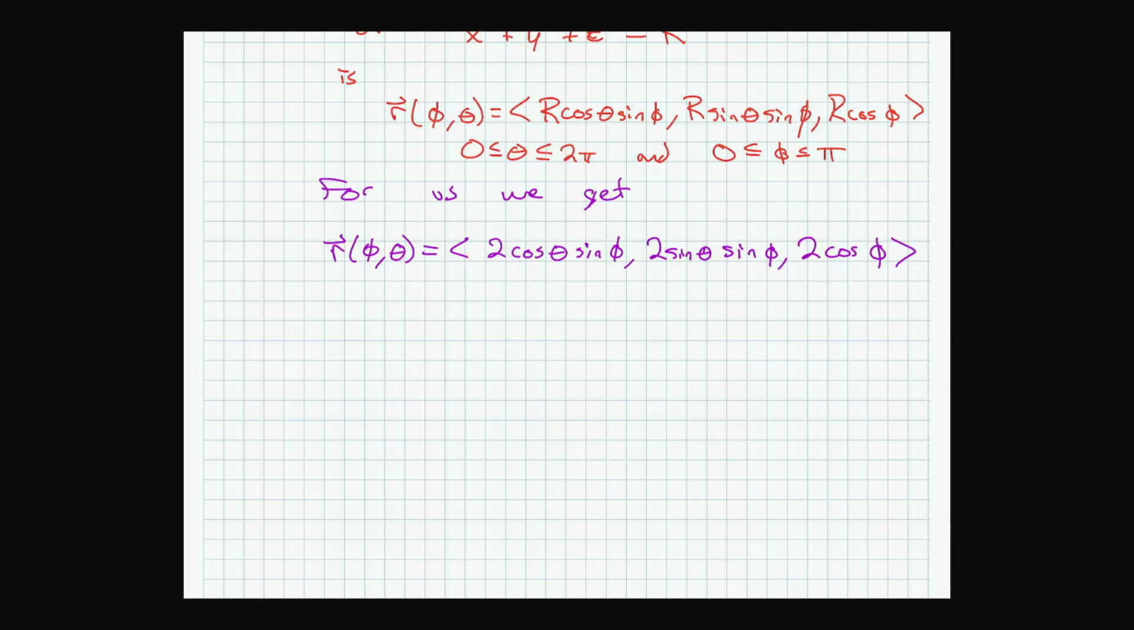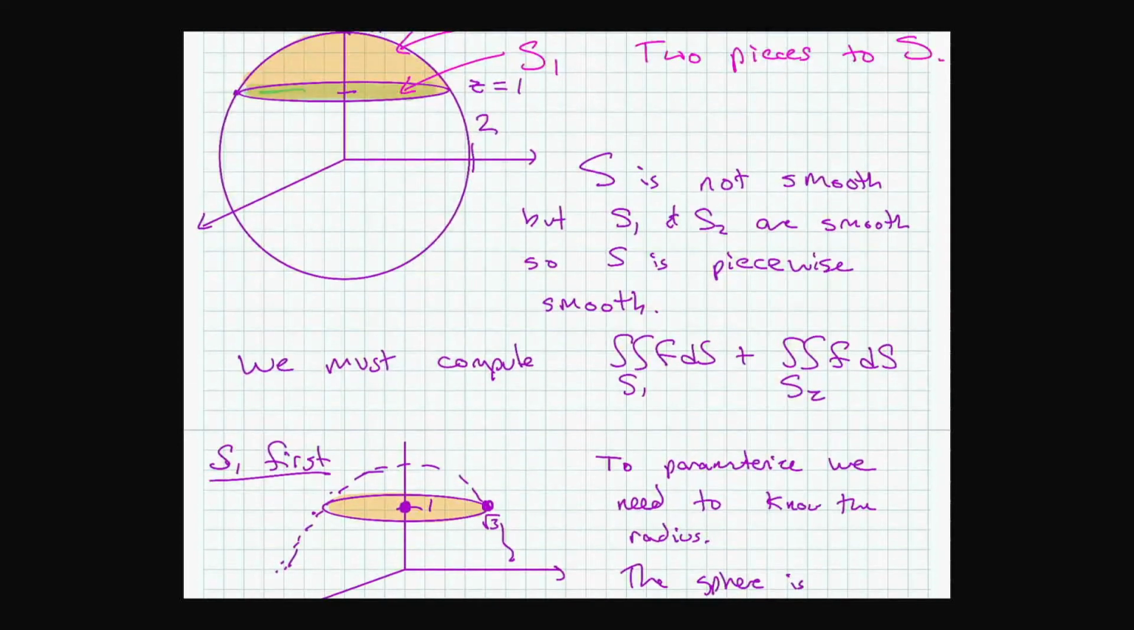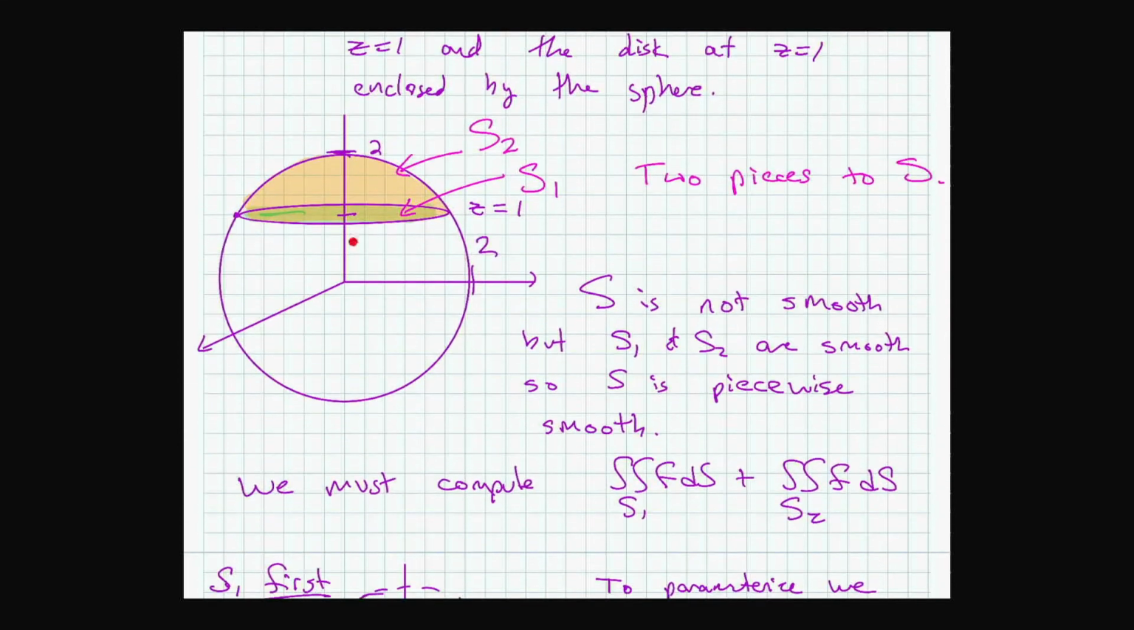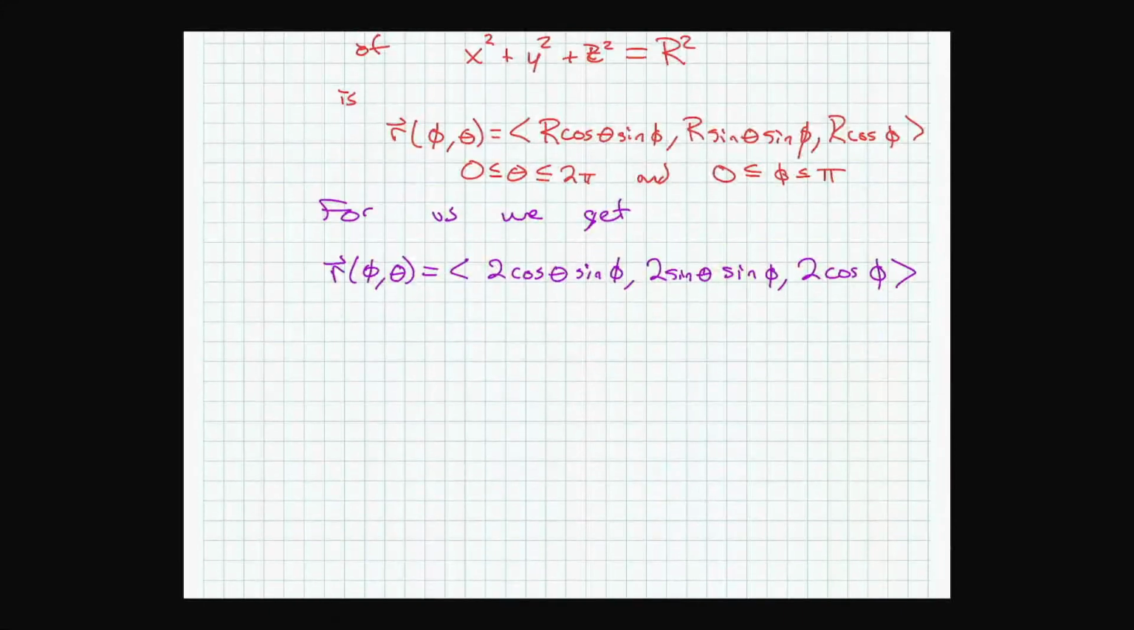Okay, now what about the bounds? For the bounds, we are going all the way around, like theta is all the way around the circle, right? So that's going to be 0 to 2 pi for theta. So theta is going to be between 0 and 2 pi.